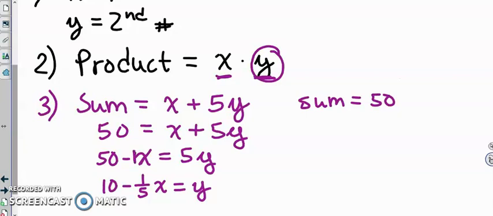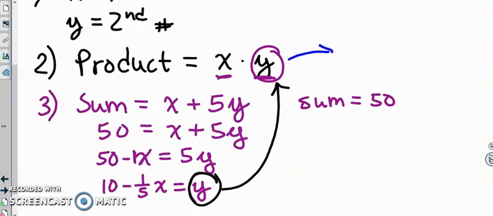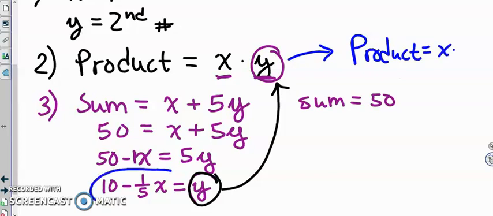So what we can do now is take, let me change the color, take this portion here, and we can substitute in for that y. So we can actually say, okay, well, y is not y anymore. Now it's 10 minus 1/5 x, because y equals 10 minus 1/5 x. So here, we're going to rewrite this equation. The product is equal to x times, and then the answer we got right down here. So that's that 10 minus 1/5 x minus, right?